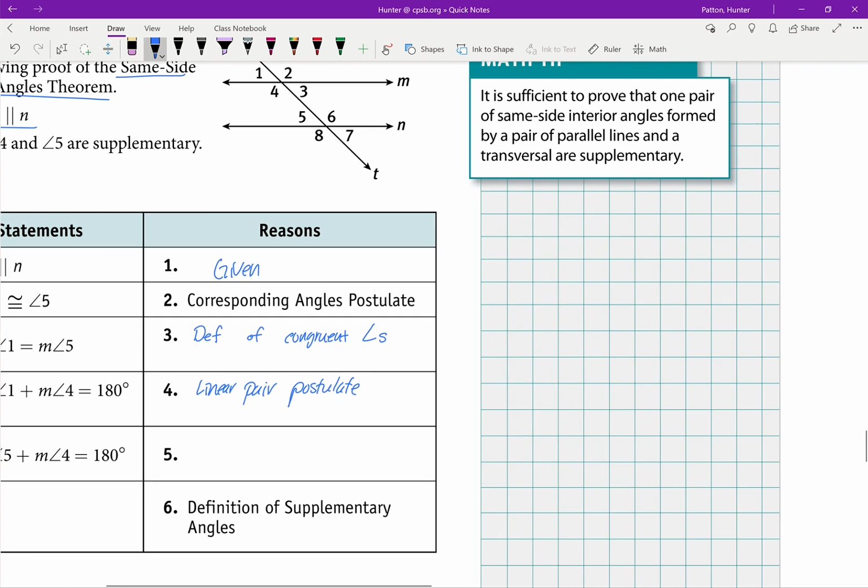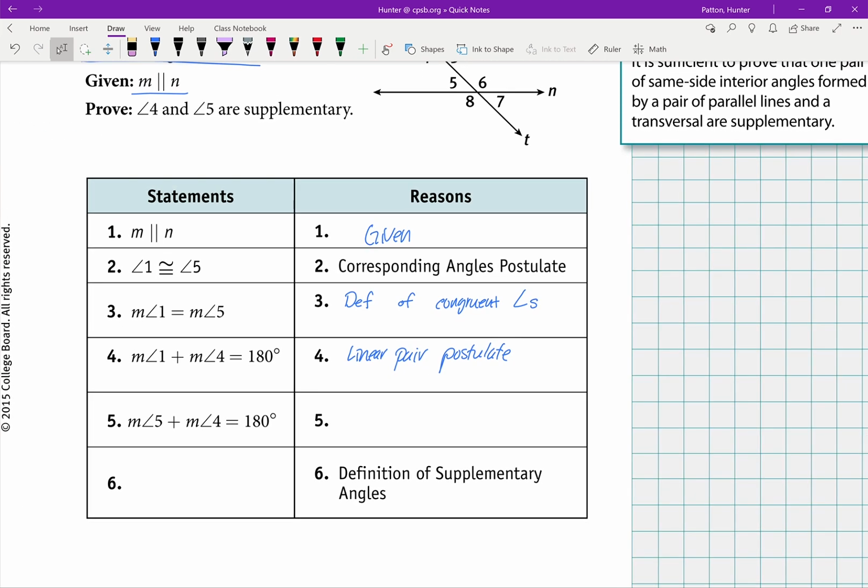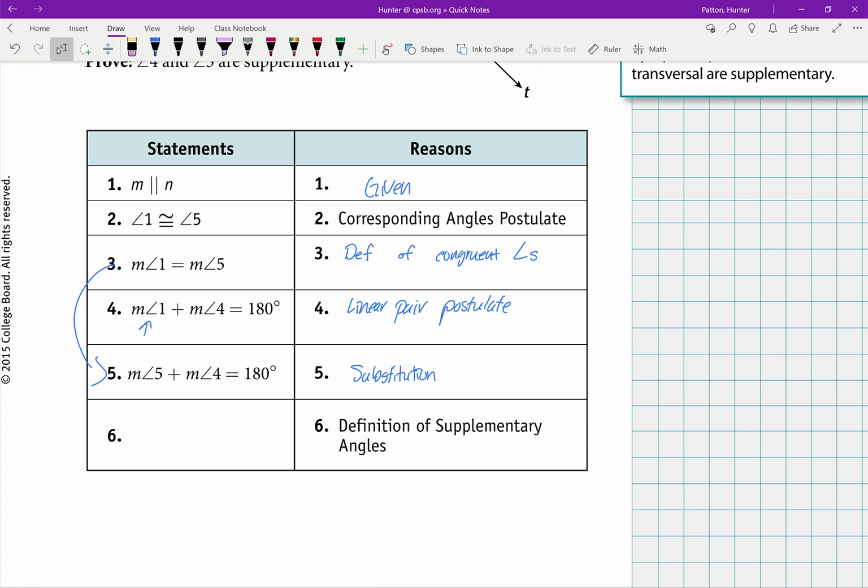Okay. So, measure of angle 5 plus the measure of angle 4 is equal to 180. So what did I do to go from 4 to 5? I know that the measure of angle 1 is equal to the measure of angle 5 by statement 3. So from 3, we're able to substitute in the measure of angle 5 for the measure of angle 1 to get this statement in statement 5. That's just by substitution. You can put substitution property if you like. I'm just going to write substitution for now.